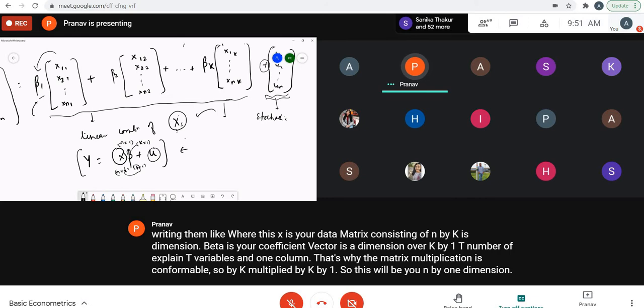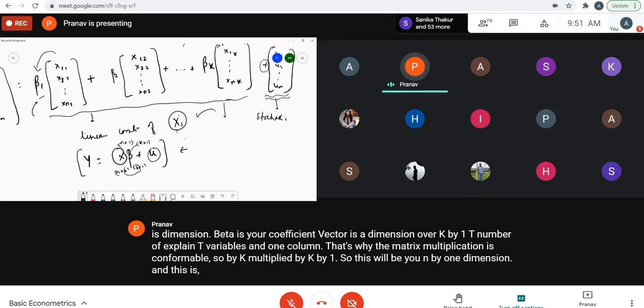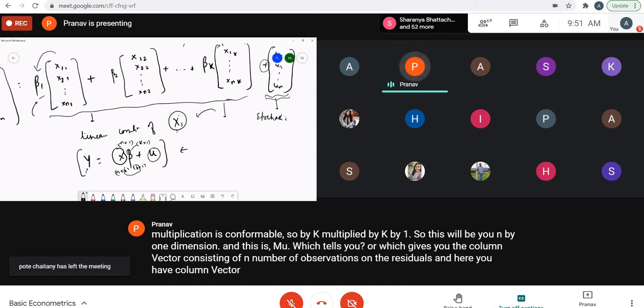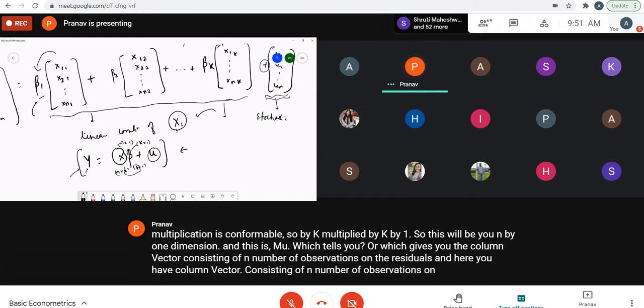And this is mu, which gives you the column vector consisting of n observations on the residuals. And here you have the column vector consisting of n observations on the dependent variable.